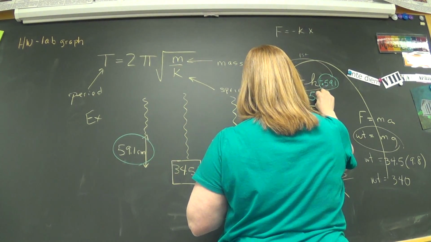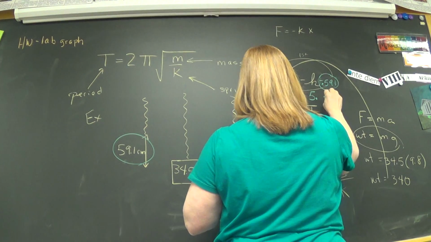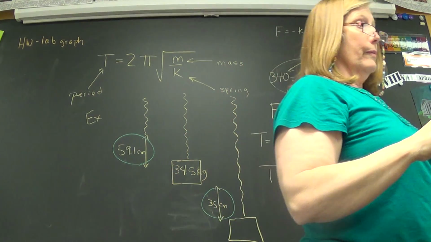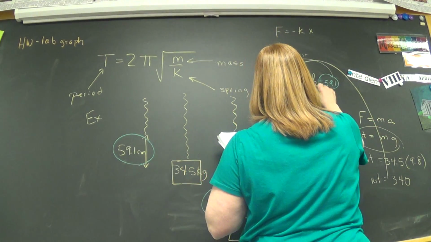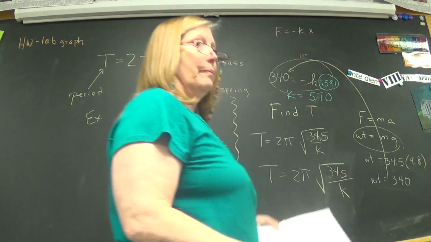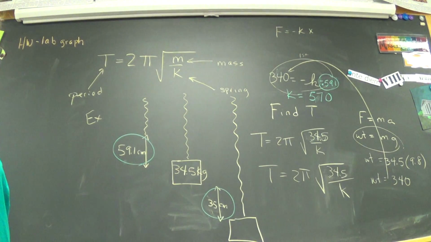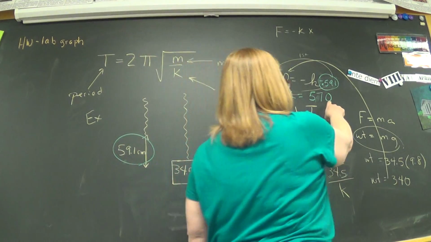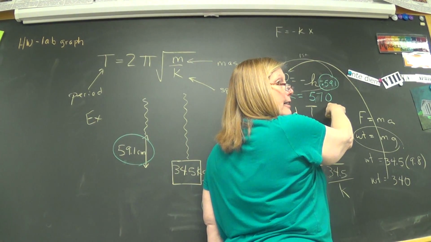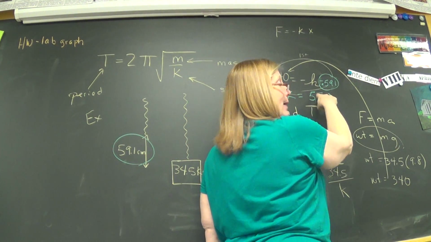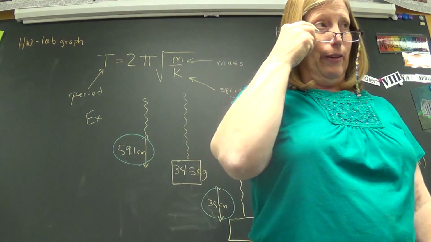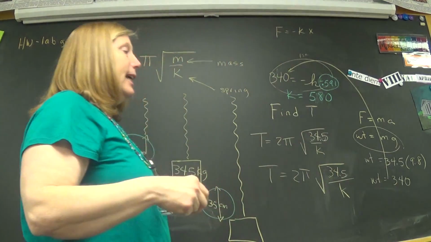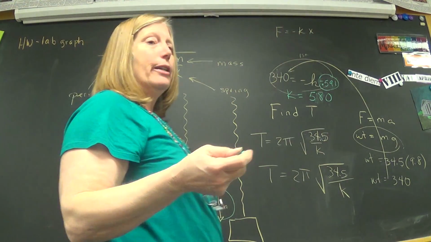I could just do 570. Or do you want me to do it in scientific? Oh, 570? Okay. I didn't go up to 580. Isn't 75 rounded up to 580? What was this digit here? 5. So it rounds up. Alright, so that will bump that up. Yeah, so this is 2 sig figs, or you could write 5.8 times 10 to the 2. And what is the unit for K?